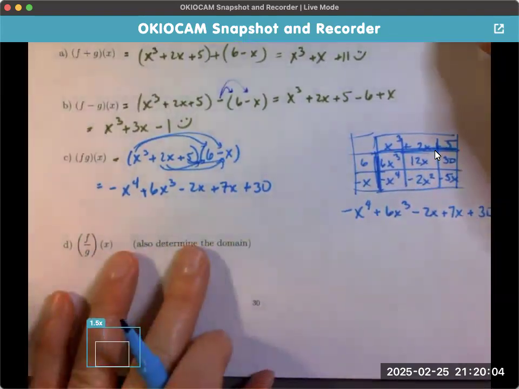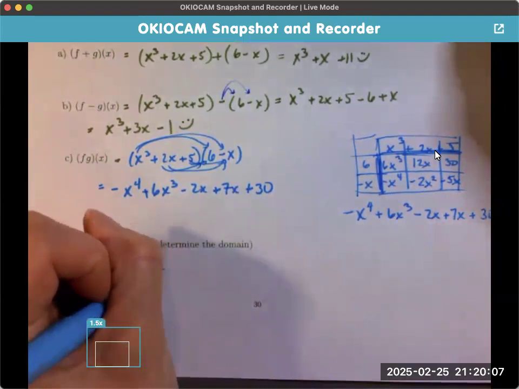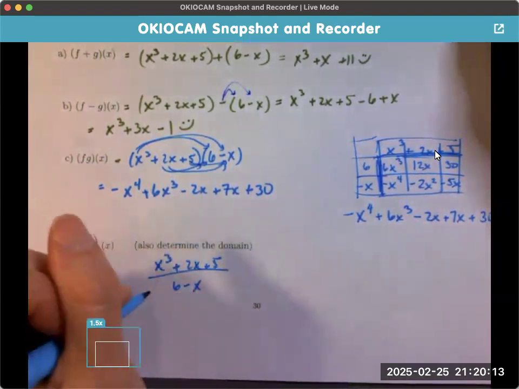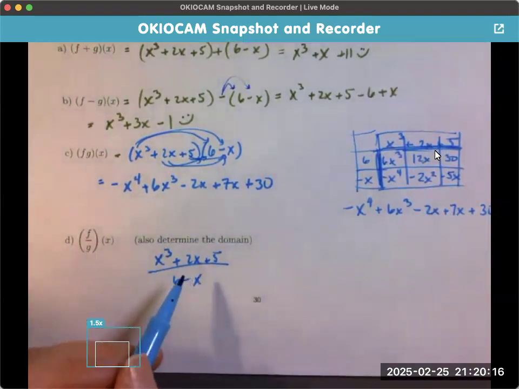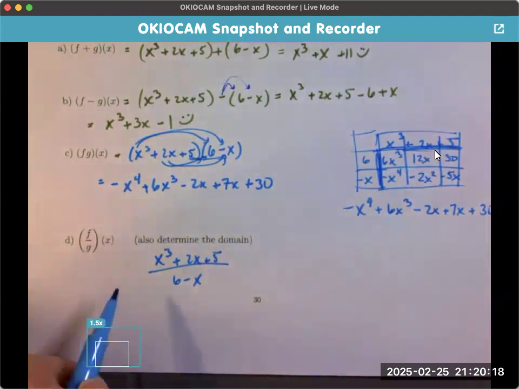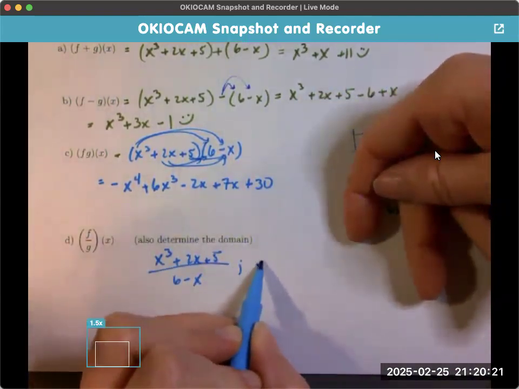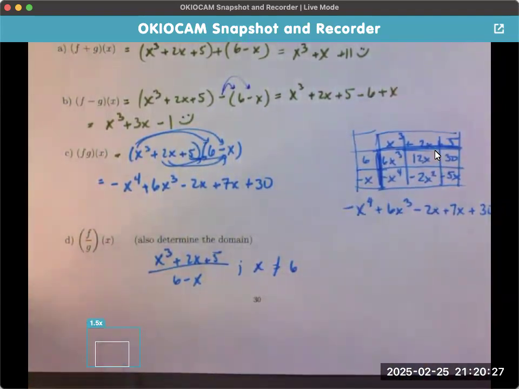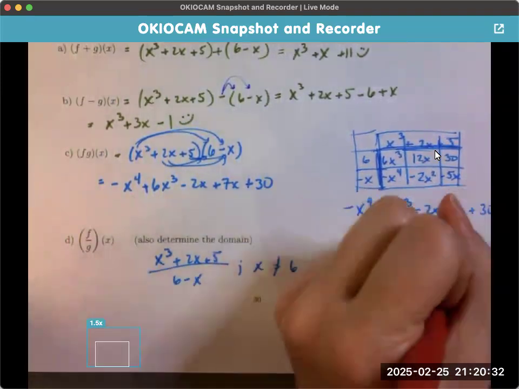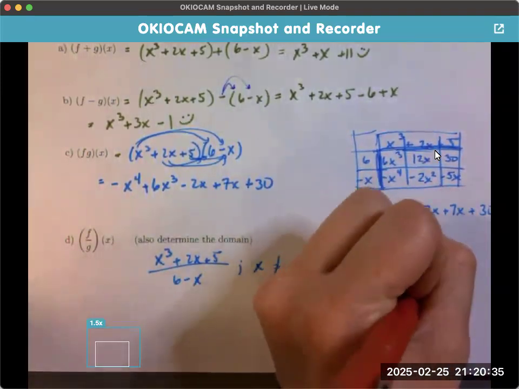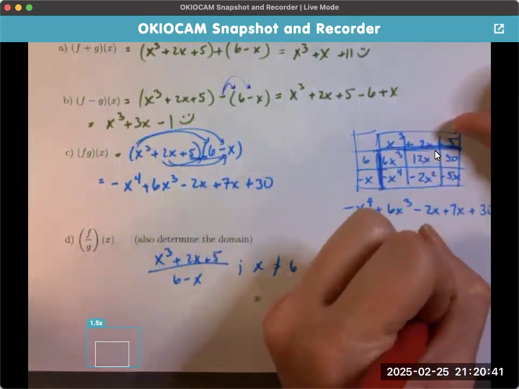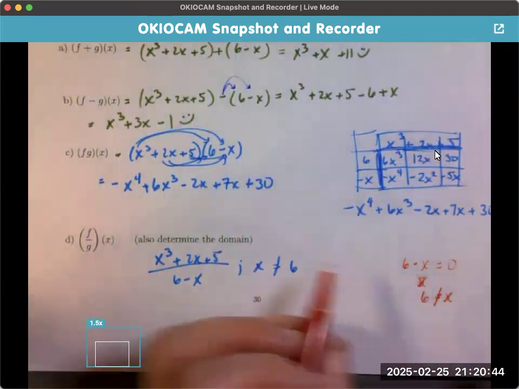So here, f divided by g, it really is just the top over the bottom. So x cubed plus 2x plus 5 divided by 6 minus x. That's it. This does not factor into a 6 minus x, so we don't have to worry about that. Here, if this is all values of x, x cannot equal 6. Because we cannot allow the denominator to equal 0. So set it equal to 0, and then you kick that number out. 6 minus x equals 0. Add the x over. So x equals 6 makes a 0. So that's the number we kick out.